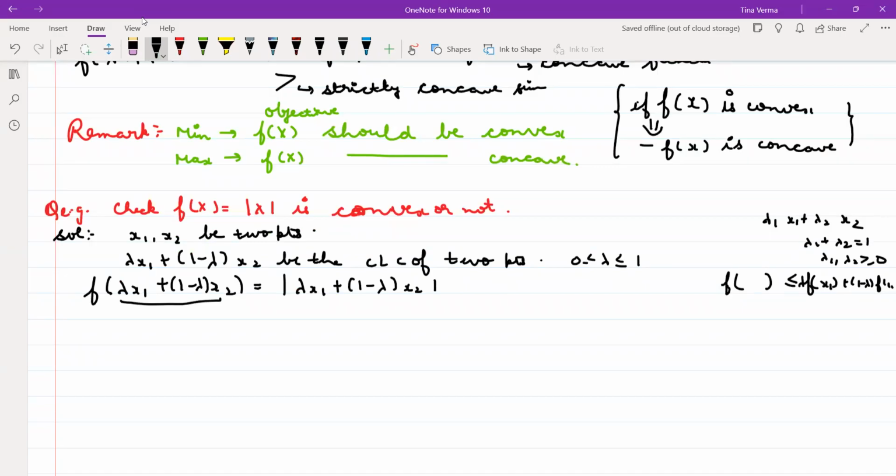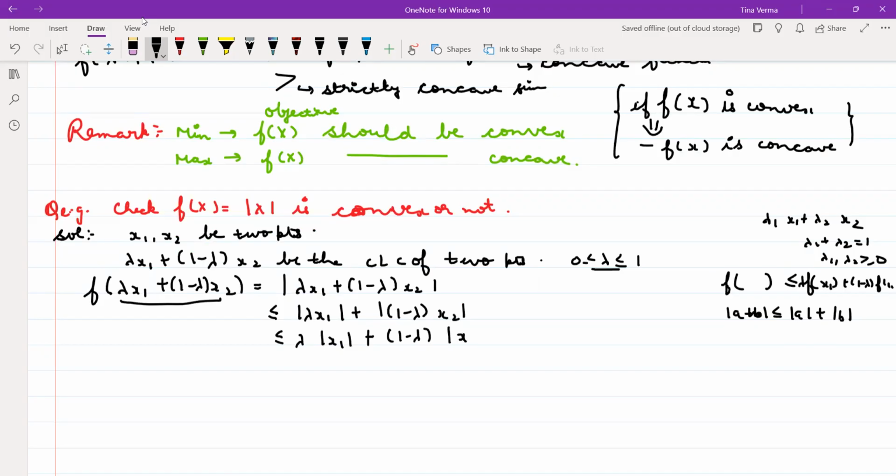Now you know the triangular inequality, that mod of a plus b is always less than or equal to mod of a plus mod of b. So that will be less than or equal to mod of lambda x1 plus mod of (1 minus lambda) x2. And you can take lambda out of the mod, because lambda lies between 0 and 1, so it is a positive quantity. So if you notice, this is nothing but f of x1, and this is nothing but f of x2.